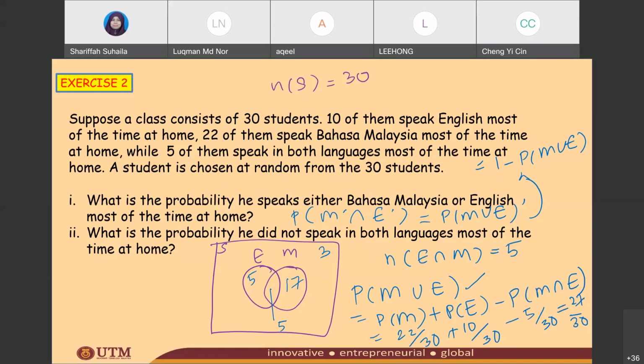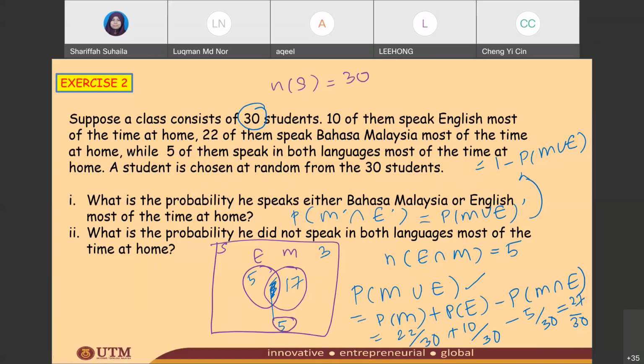Okay. So total semua 30 student. Okay, so this is your sample space. Number of sample space is 30. Okay. Yang cakap English, okay, speak English 10, 20 Malay, 5 both. So saya tandakan dulu saya punya intersection here. So here, ni kan nampak kan? 5.